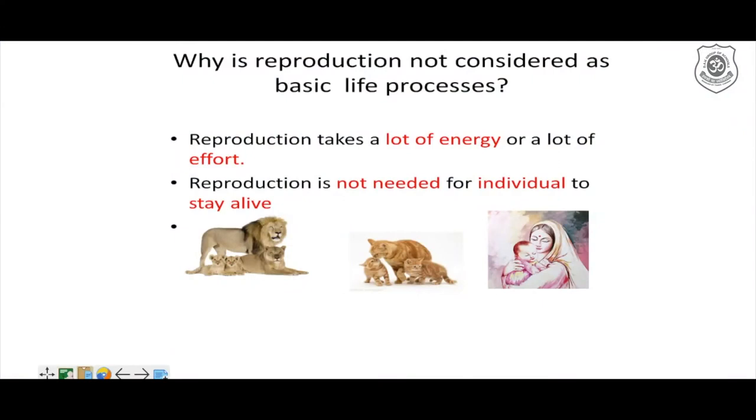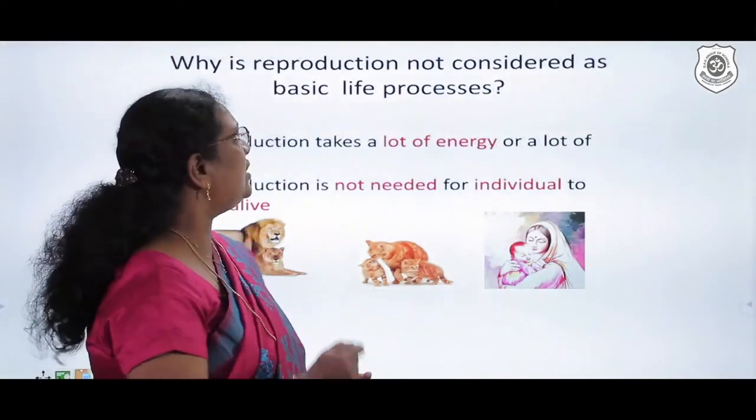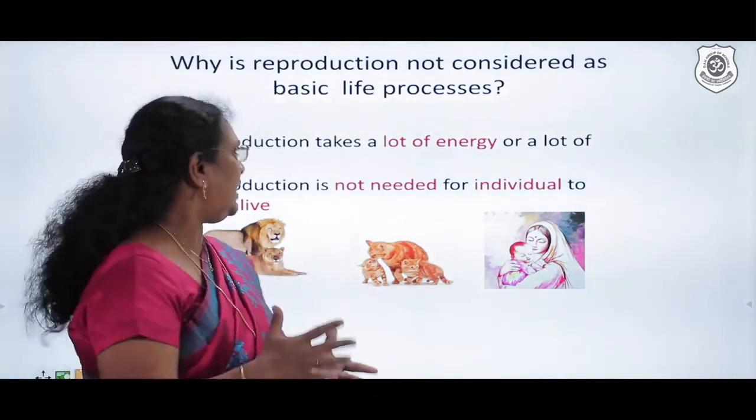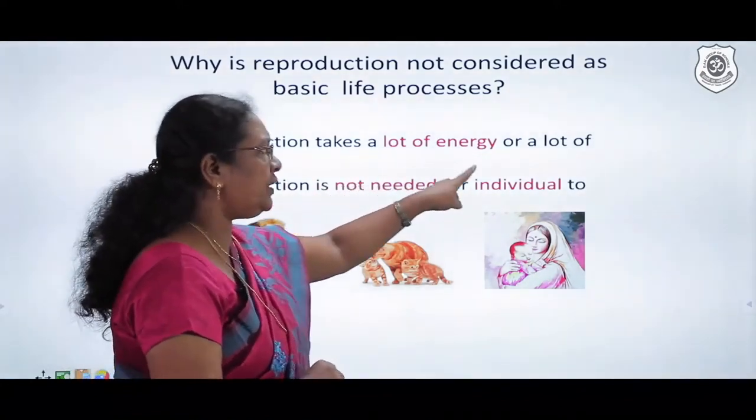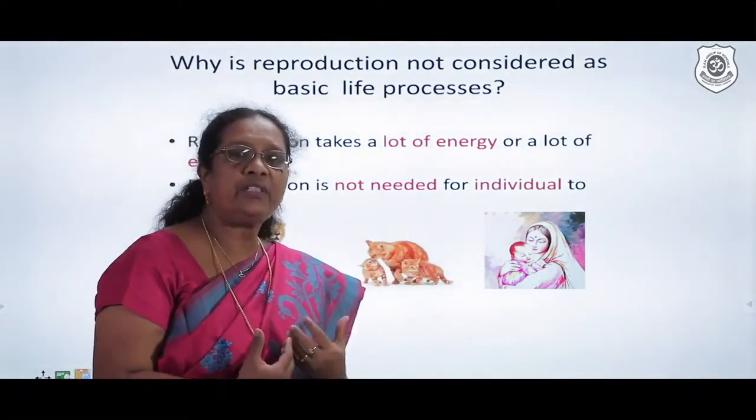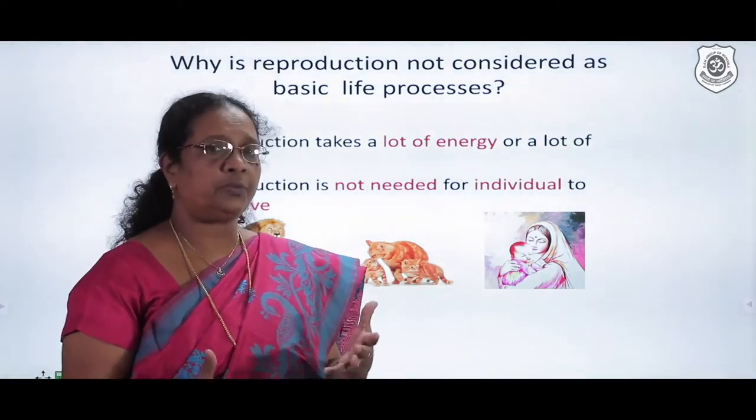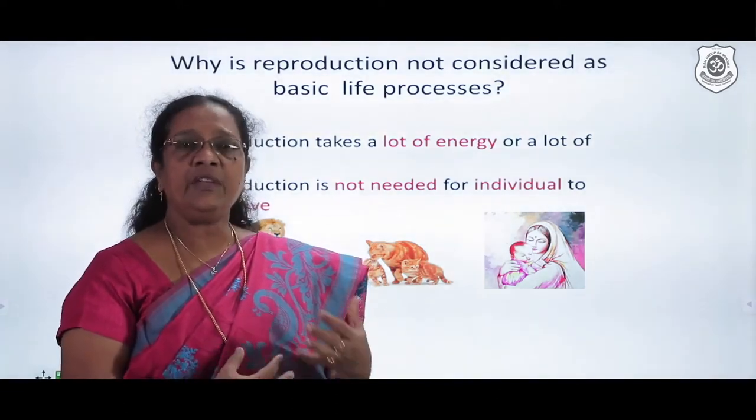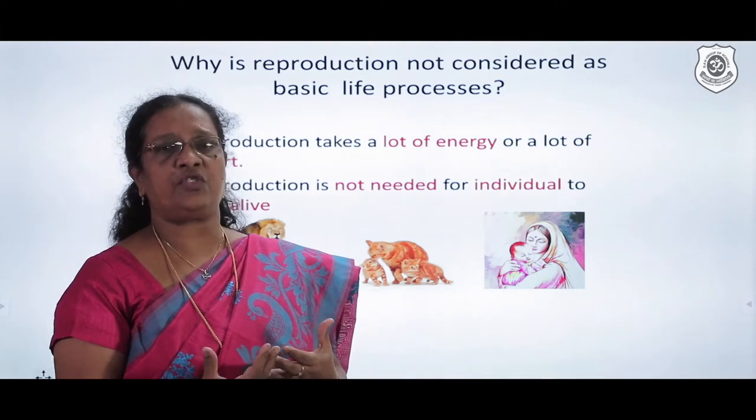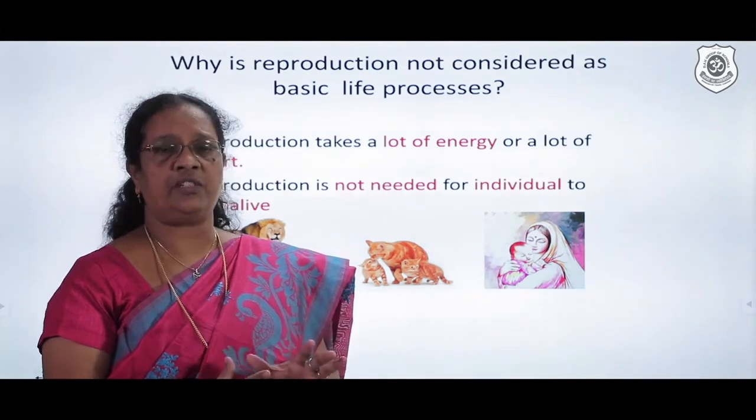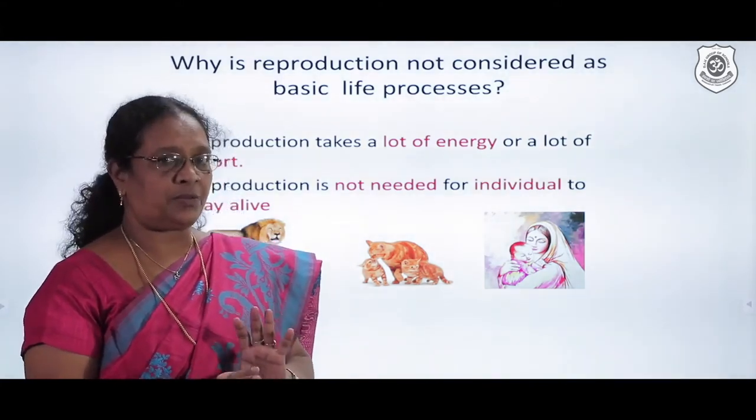Fine. If we consider this to be a reproduction process, then why is reproduction not considered a basic life process activity? There we find reproduction takes a lot of energy and also a lot of effort. Here we see a mother has to carry the young one in the womb over a period of 9 to 9.5 months. It is a real need of a lot of energy. Even after the delivery, the mother has to take care of the child and nourish the child. So everywhere there is a lot of energy as well as a lot of effort that has to be put in.